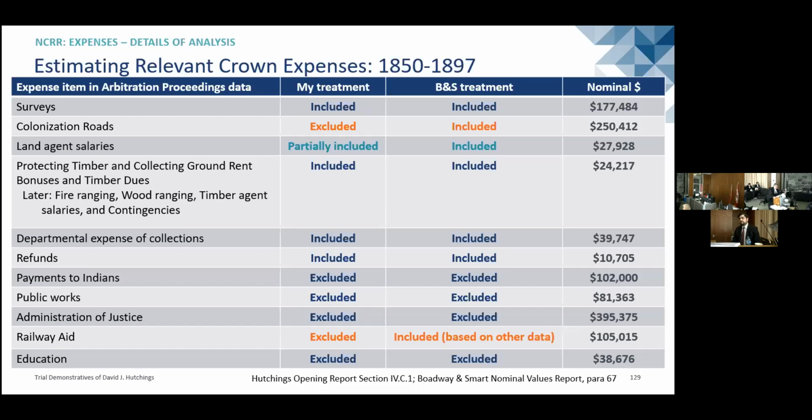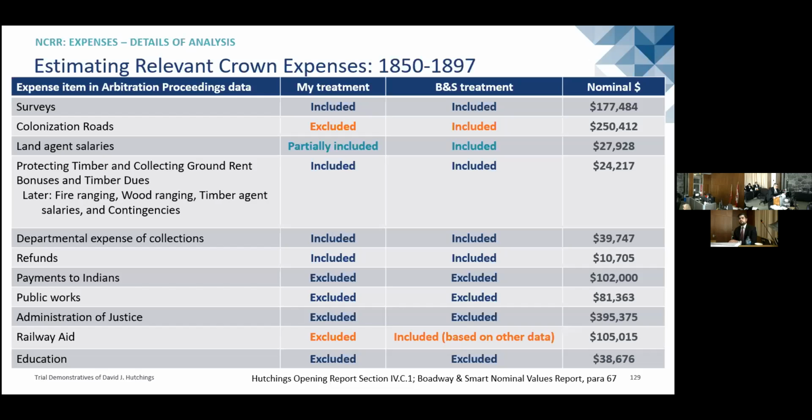And then I've highlighted land agent salaries in a light blue or teal color, because we agree they're relevant. We just disagree about how relevant they are. They fully include them, whereas I include 49.9% based on the proportion of land sold versus granted free.